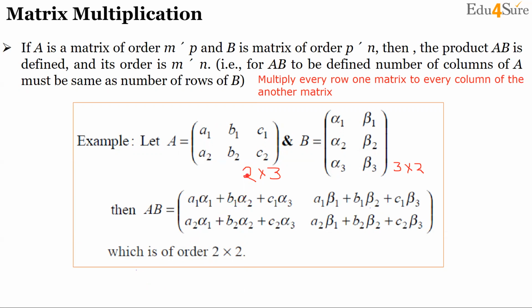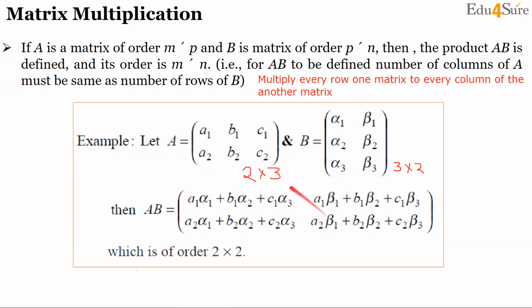Now we will see the second row with every column of this matrix. So you can see here, A2 into A1, B2 into A2, plus C2 into A3. Similarly, now the second column is left: A2 into beta 1, B2 into beta 2, plus C2 into beta 3. So like this, we have to do the multiplication.